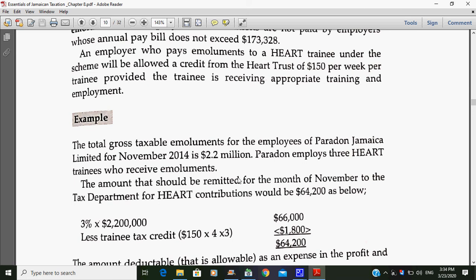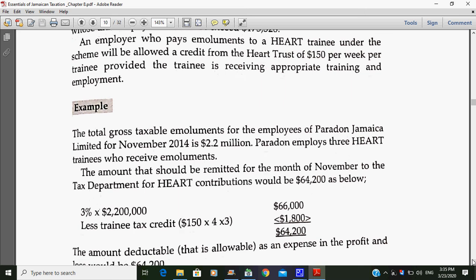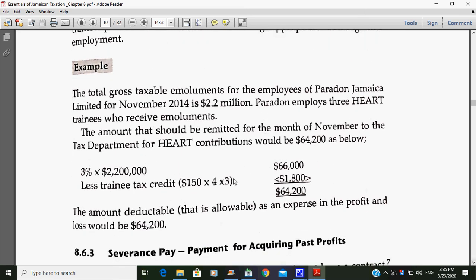Why? 3% of that 2.2 million is what? 66,000. However, there is the trainee tax credit of what? 150 times 4, because they employ 3 HEART trainees. 4 times 150, meaning 150 per week, right? Which will give you 4 weeks. The 4 is 4 weeks, and the 3 is the 3 trainees, right? The amount deductible that is allowable as an expense in the profit and loss would be what? 64,200. Alright.